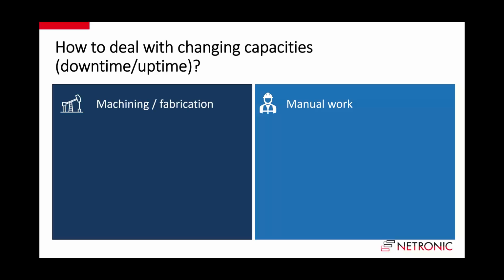Then the next question is, and I need to speed up a little bit, how should I deal with changing capacity? What should I do if a machine breaks down, or if I have planned maintenance on a machine center? Or what should I do if I know that a person will go on vacation, so how should I define this?